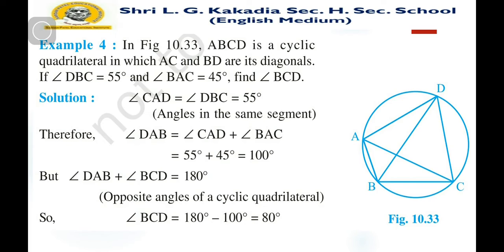Example number 4. In figure 10.33, ABCD is a cyclic quadrilateral in which AC and BD are its diagonals. As you can see here, ABCD is a cyclic quadrilateral, and we know that in a cyclic quadrilateral the sum of opposite angles is equal to 180 degrees. Angle DBC is 55 degrees and angle BAC is 45 degrees. Find angle BCD.